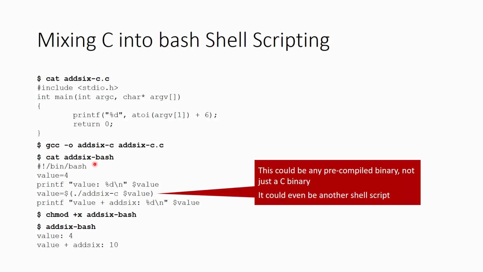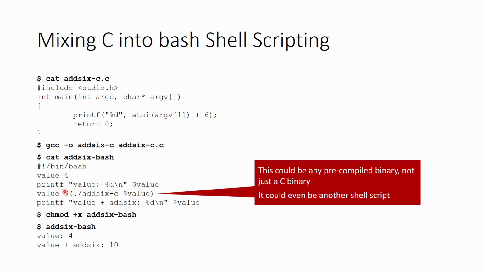And now we're going to look at a shell script in Bash that we've written. This line says it's a Bash script. Then we set a variable called value equal to 4, and then we print that out to verify that it does in fact have the value 4. Then we're going to set that same variable equal to the output of this subshell, and this subshell is going to run the add6 program that we have above with itself as the argument.